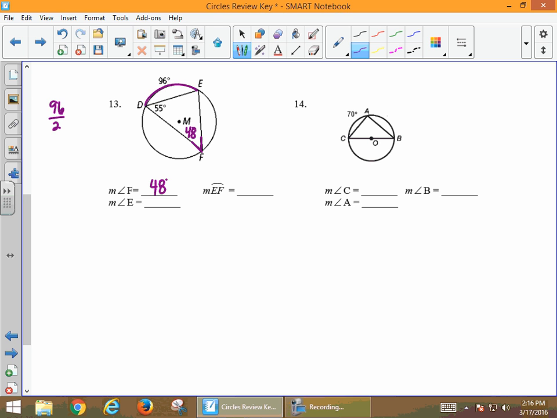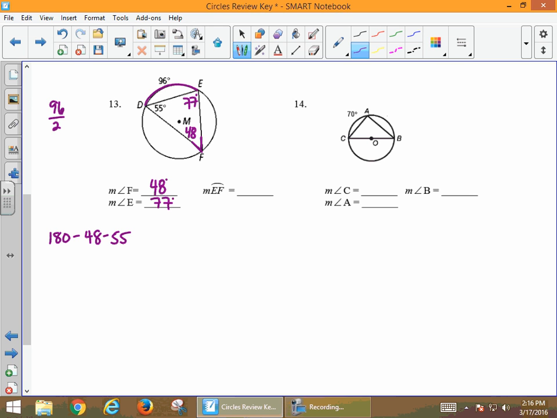Now I have a triangle. That triangle has to add up to 180. So if I do 180, and I subtract 48, and I subtract 55, I would get angle E, which is 77 degrees. So this is 77.